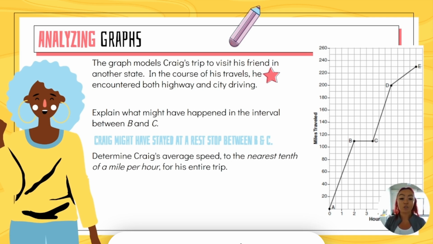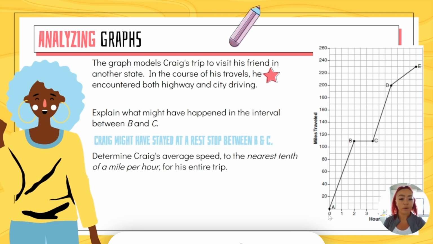Determine Craig's average speed to the nearest tenth of a mile per hour for his entire trip. So if we want to calculate his average speed, we're going to have to use basically the slope formula from his starting point to his ending point. So we're going to go from point A to point E.